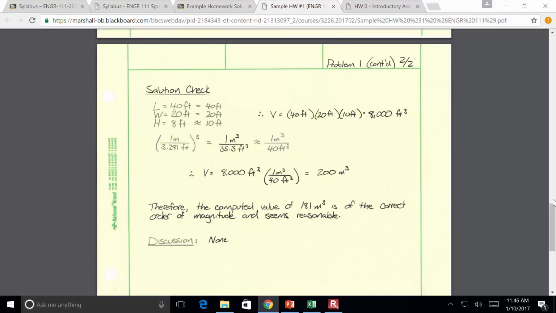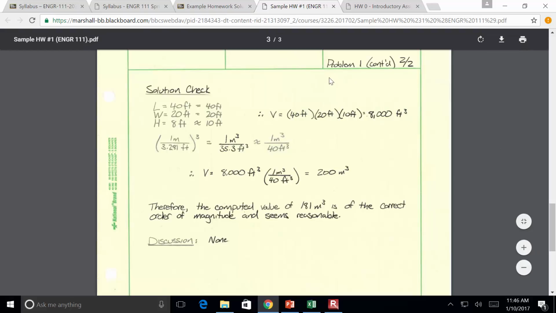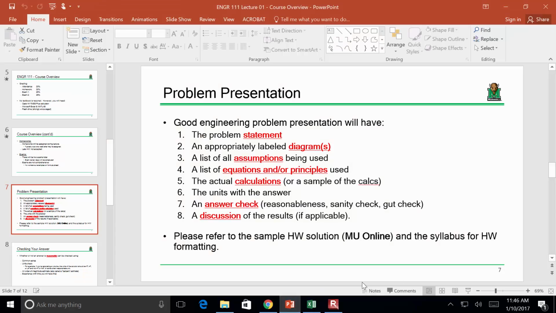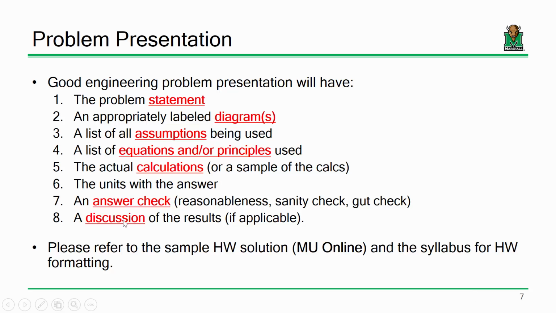And so, 8,000 cubic feet is approximately 200 cubic meters, and the calculations we did before, when we found the exact value was 181 cubic meters, seems like it's in the realm of possibility, because when we did the similar thing in traditional units, it was about that. So there are different ways that you can double check your work to make sure that it's reasonable.